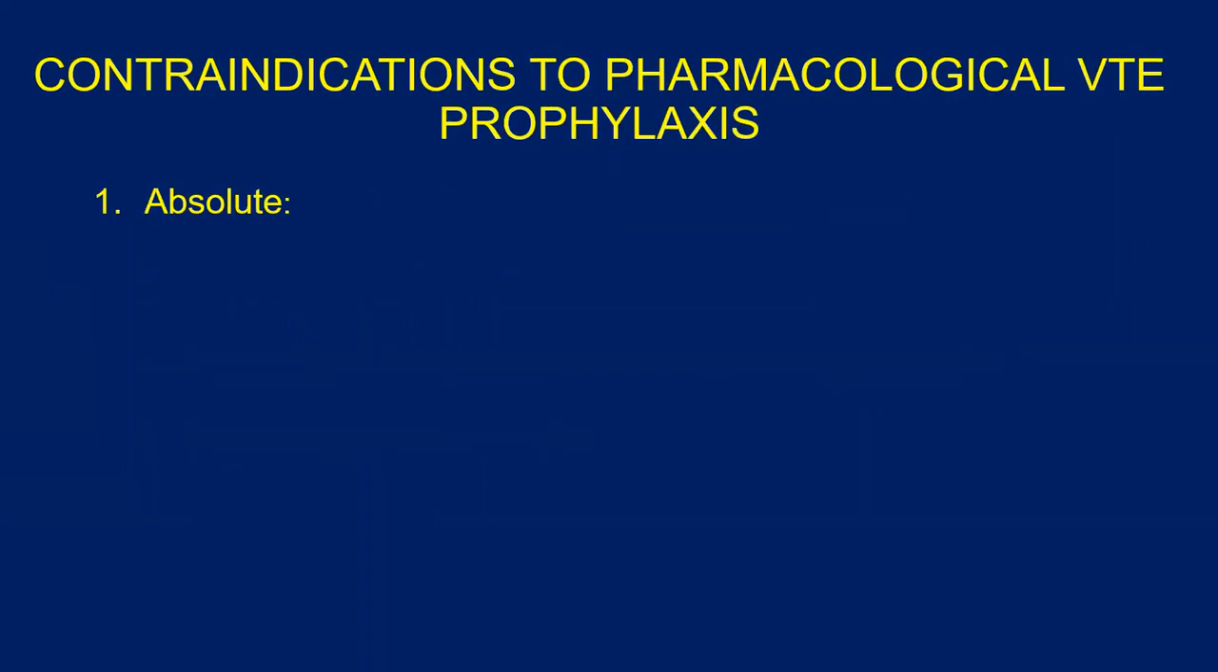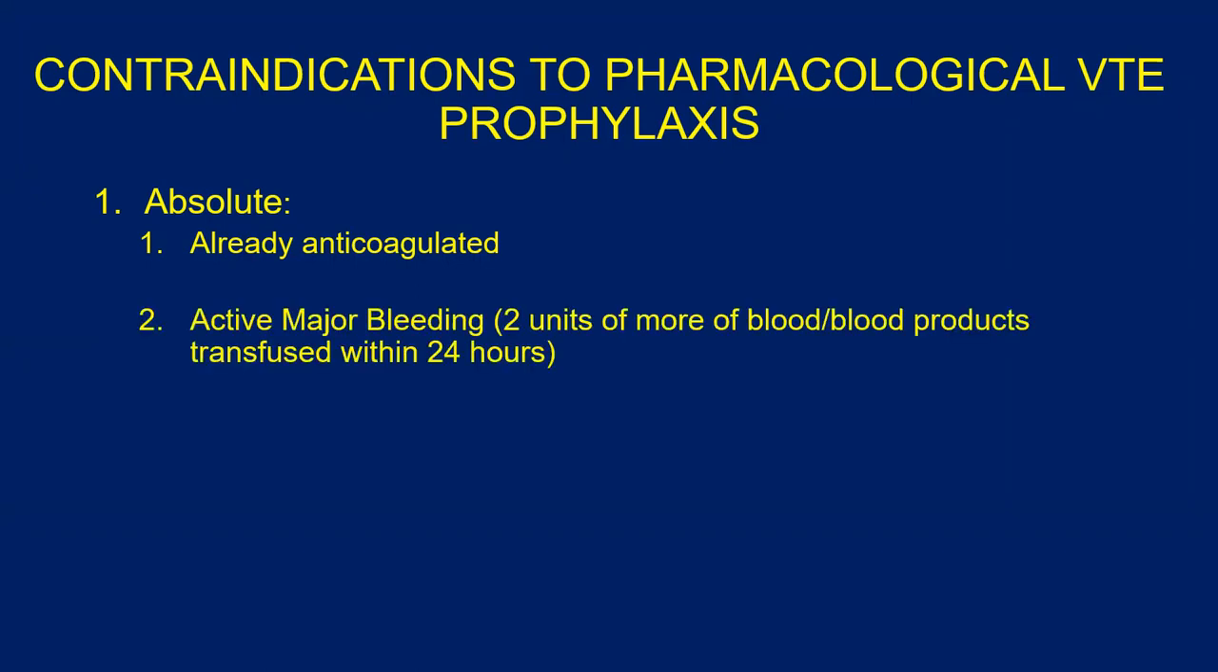Now, what are your contraindications to pharmacological VTE prophylaxis? So your absolute contraindications: if they're already anticoagulated. So you have a patient that's admitted with AFib and they're already on apixaban, rivaroxaban, or warfarin, or they have a mechanical valve and they're already on warfarin. There's no need to add on pharmacological VTE prophylaxis in those patients.